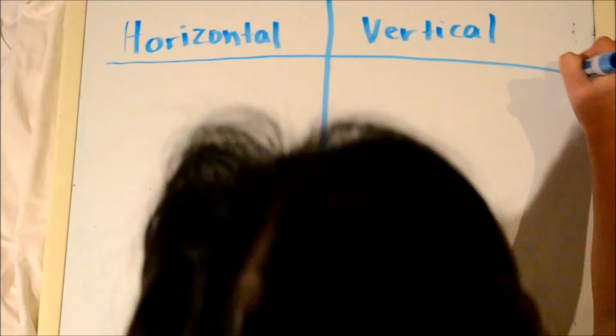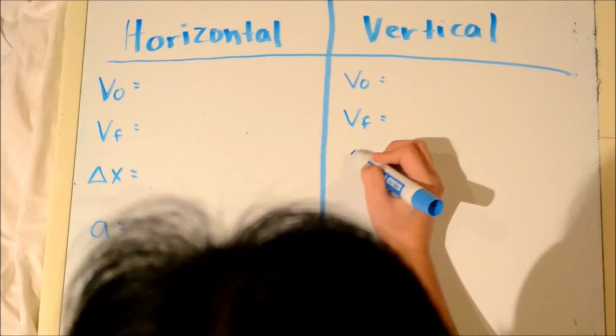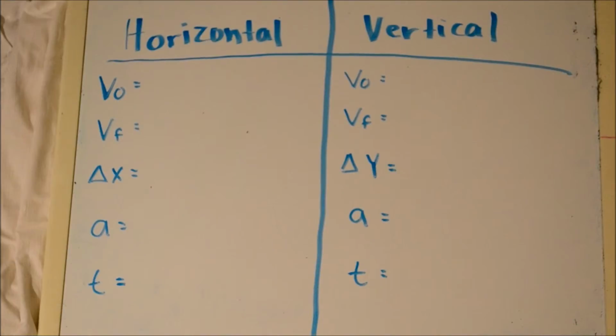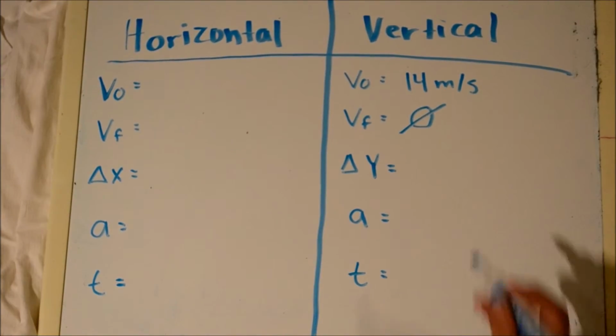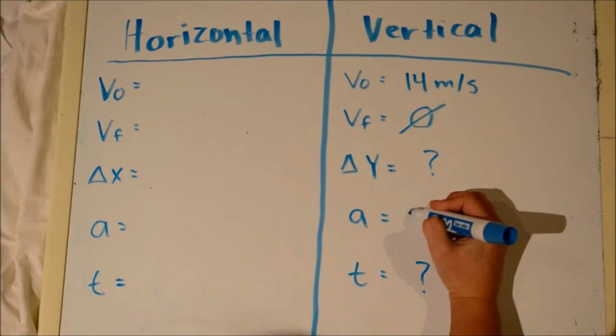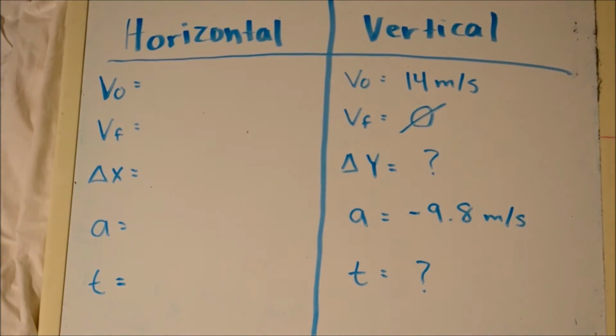So let's focus on the first half, and we can choose the up direction as being the positive y direction. And now let's draw our tables. Let's start with the vertical variables this time. So we know that our initial velocity is 14 meters per second because of the work we did previously. And because we split it into half, at the highest point of the object's motion, the final velocity will be 0. We don't know the change in y or the time it takes the object to go up, but we do know that the acceleration is negative 9.8 meters per second because we already said the up direction is the positive y direction.